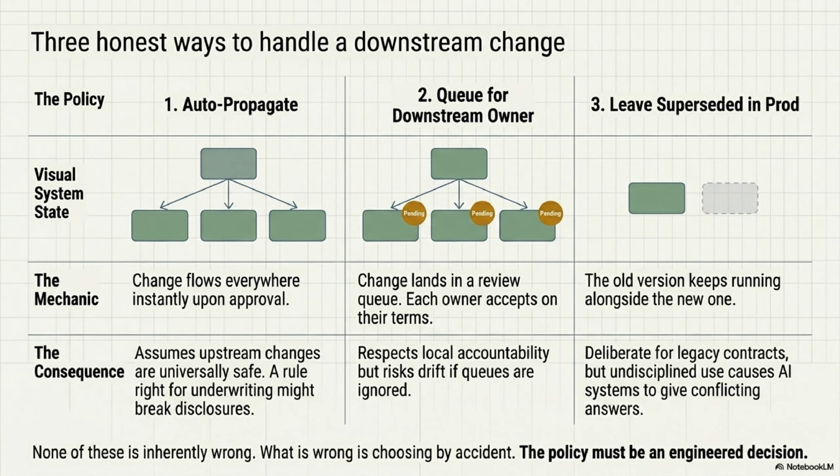Policy 3, leave superseded versions in production. The old version keeps running alongside the new one. Sometimes that's deliberate. A contract signed under the old terms still governs that customer. But undisciplined, it's how 2 AI systems give 2 different answers because they're quietly on 2 different versions. None of these is wrong. What's wrong is choosing by accident. The policy has to be a decision, owned and written down, not whatever the tool happened to do.